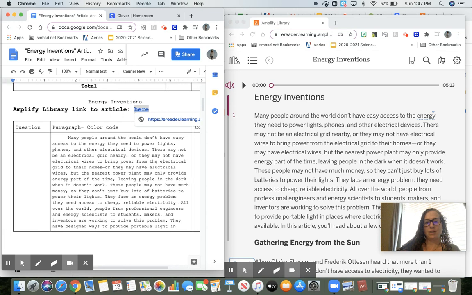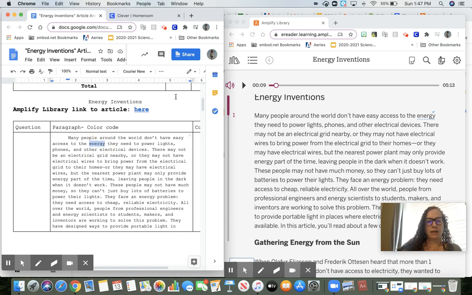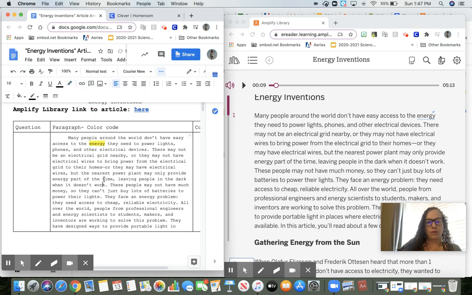Okay, so notice that this first paragraph is over here. I'm going to let Amplify read it to us. I'm going to pause it, and we're going to highlight and color code this first paragraph.